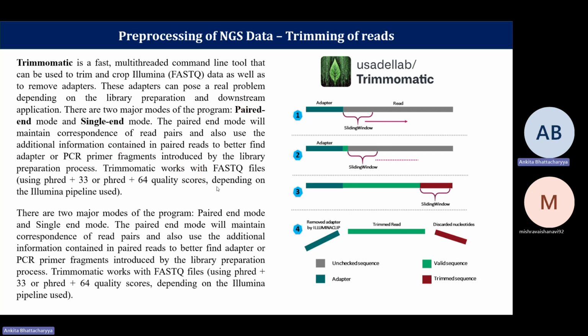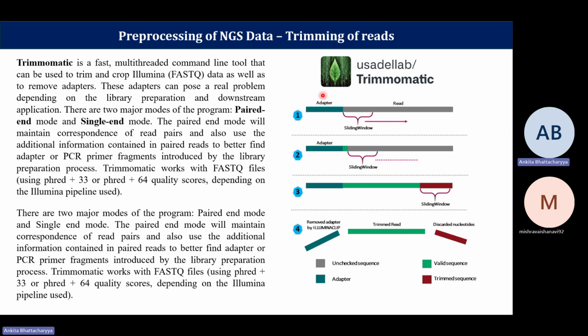So the paired end mode maintains the correspondence of read pairs, and uses information in paired reads to better find adapters or any PCR primer fragments or any sort of additional tags which have gotten introduced during the library preparation process. So Trimmomatic works with FASTQ files using Phred33 or Phred64 quality scores. Again, remember, a higher quality score is more desirable. And this is an example of what happens in this scenario.